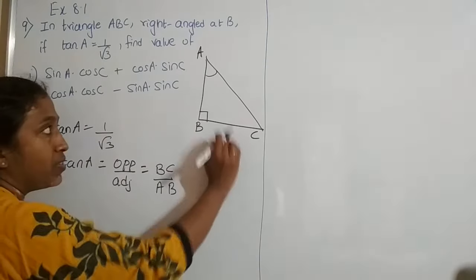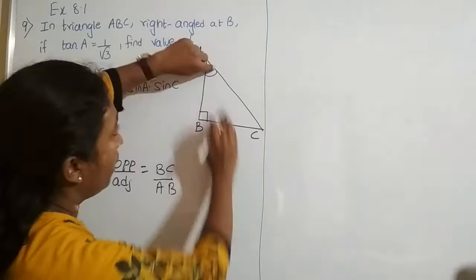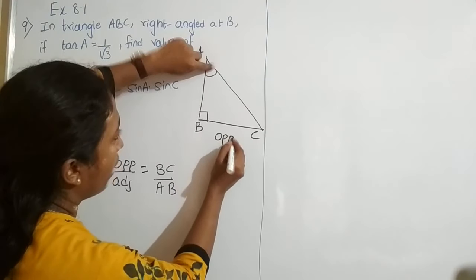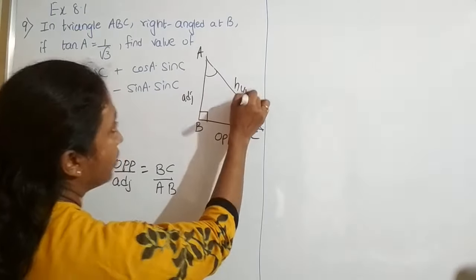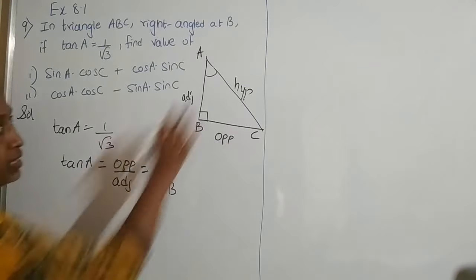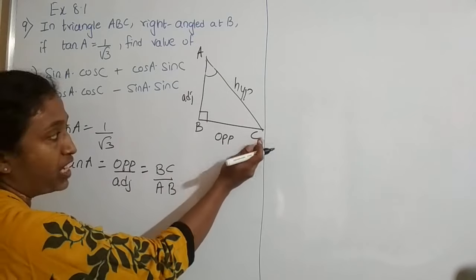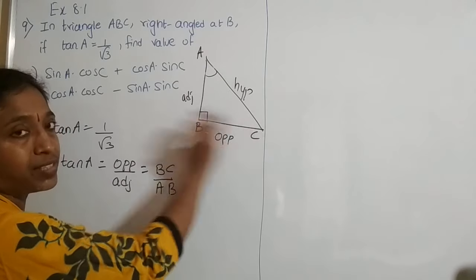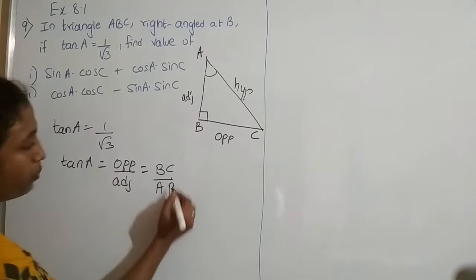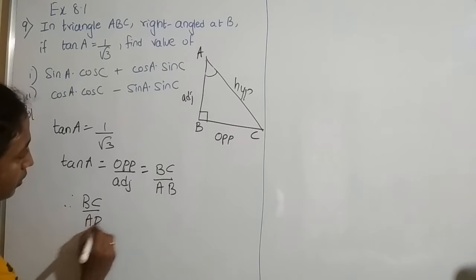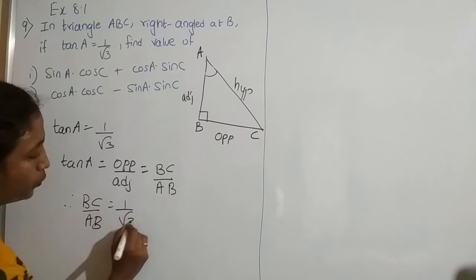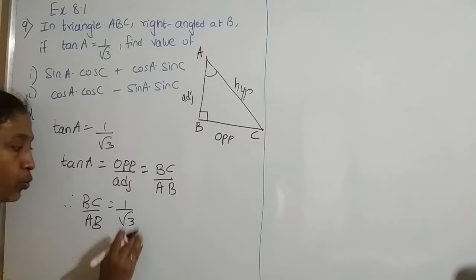So opposite is the one which is here. See, for angle A, BC is the opposite side, AB is the adjacent side, and the remaining side is the hypotenuse. Correct? Once you label it, you will understand. This is with respect to angle A. With respect to angle C, opposite and adjacent sides will change. Now here I have BC upon AB. Therefore, I can say BC upon AB is nothing but 1 upon root 3.